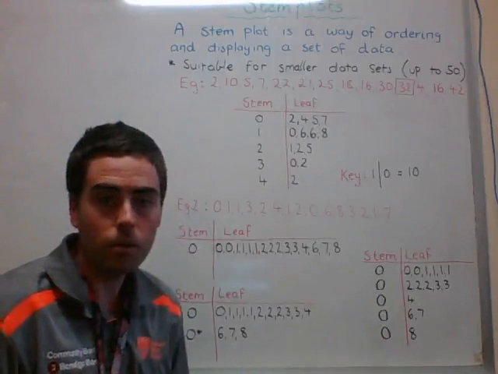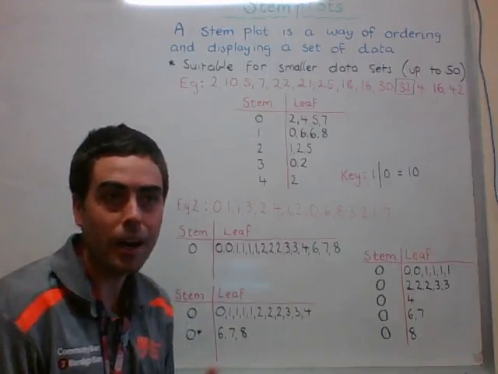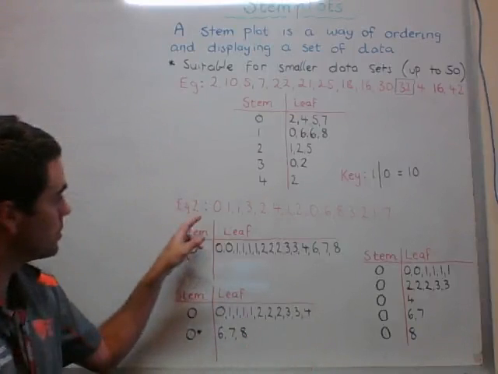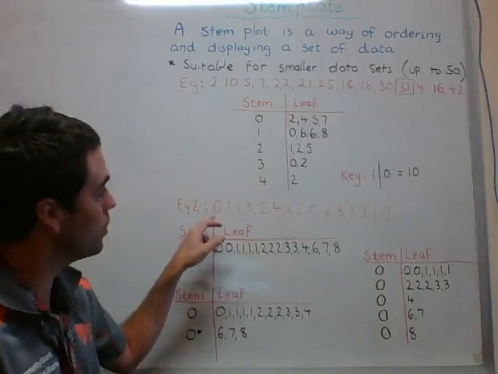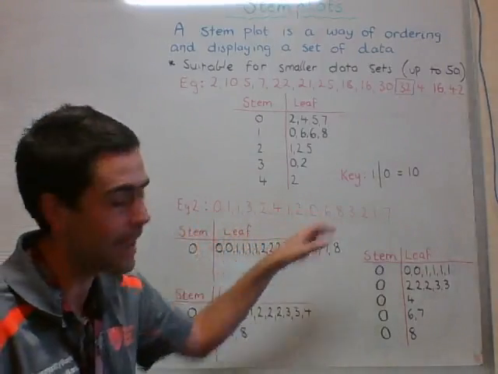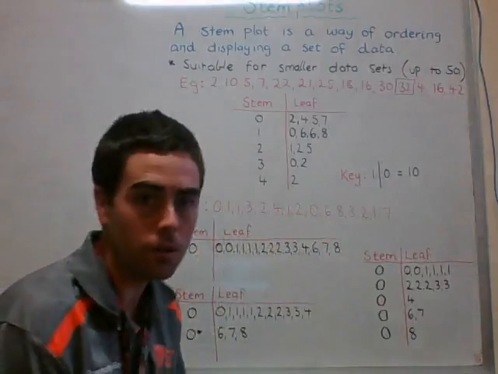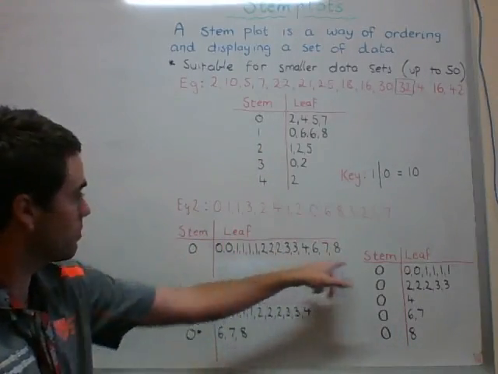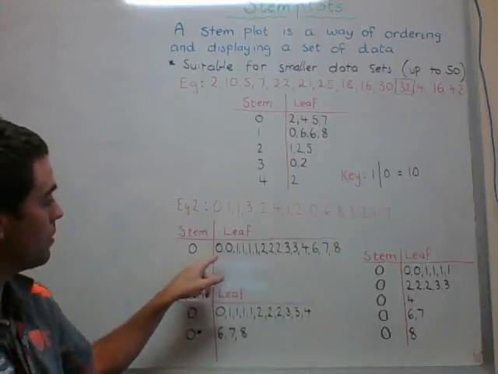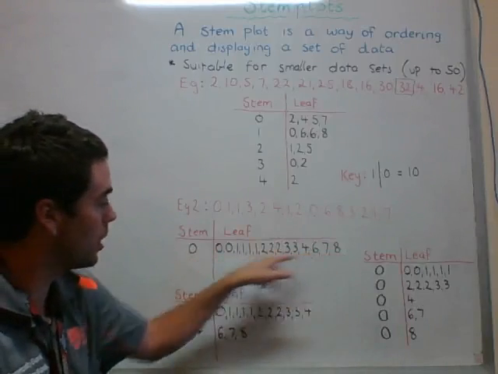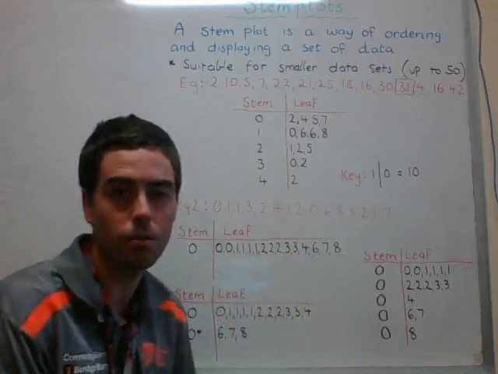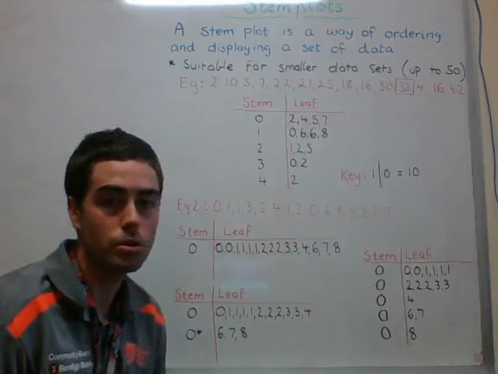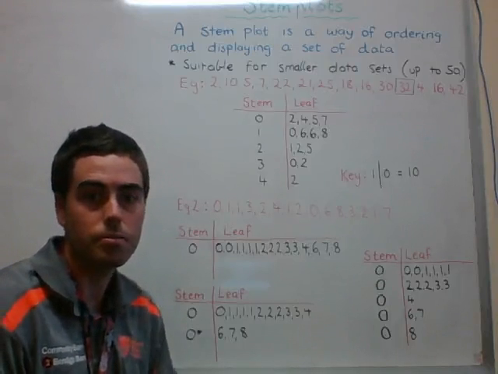Final thing I want to look at with stem plots is sometimes when the data is really close together, it's tricky to draw a stem plot. So if you notice in this second example here, all of my numbers are between 0 and 8. So if I organise it into a stem plot the same as I did in the first one, I get a stem plot with all of the numbers in the same row, okay, which is not really that useful. It doesn't tell me anything about the distribution of the data. All it really does is put the numbers in order.